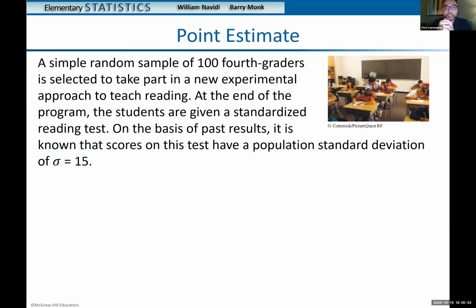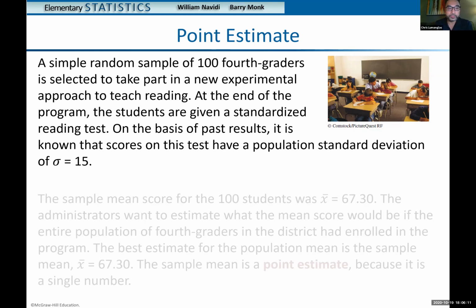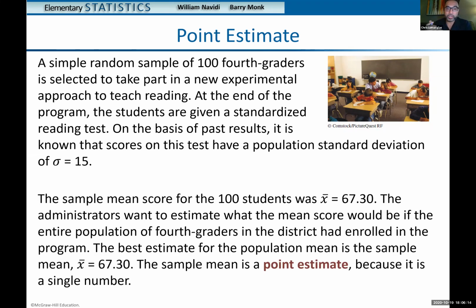Okay, point estimate. An example here, a simple random sample of 100 fourth graders is selected to take part in a new experimental approach to teach reading. At the end of the program, the students are given standardized reading tests. On the basis of past results, it is known that the scores on this test have a population standard deviation of 15. So here, as you can see, given the population standard deviation, which is equal to 15. The sample mean score for 100 students was 67.30.